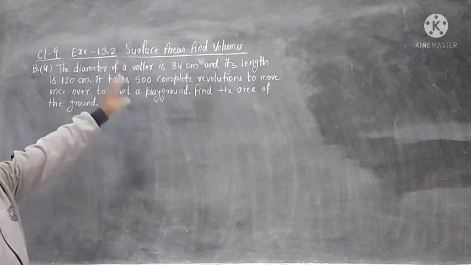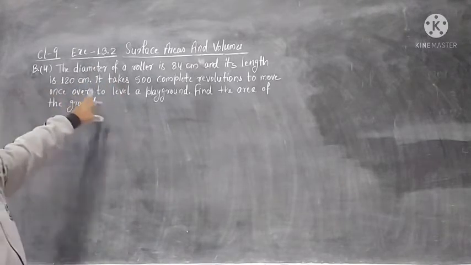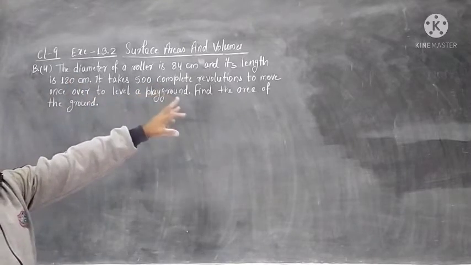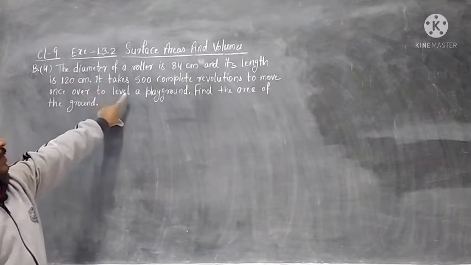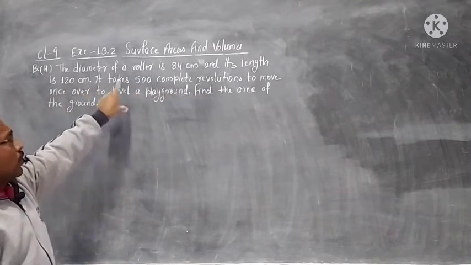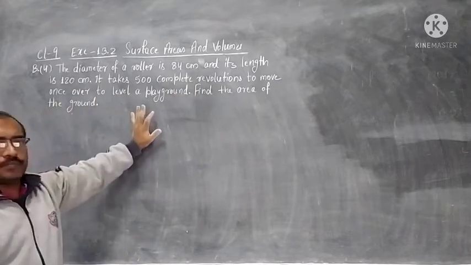We are in surface area and volume exercise 13.2. Question number 4. Let's learn it nicely. The diameter of a roller is 84 centimeter and its length is 120 centimeter. It takes 500 complete revolutions to move once over to level a playground. Find the area of playground.